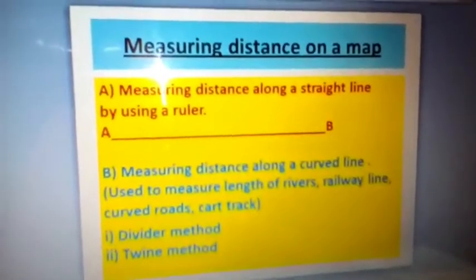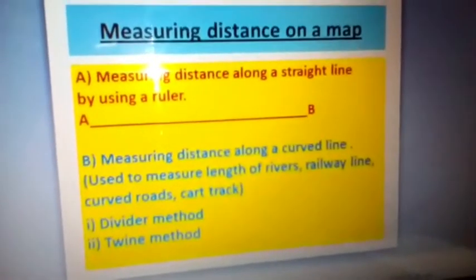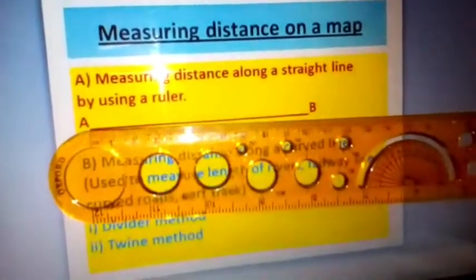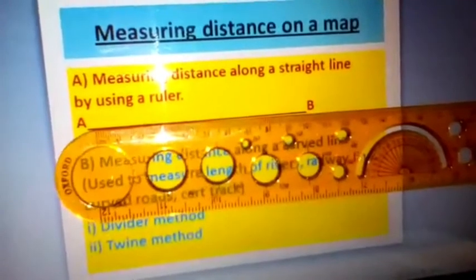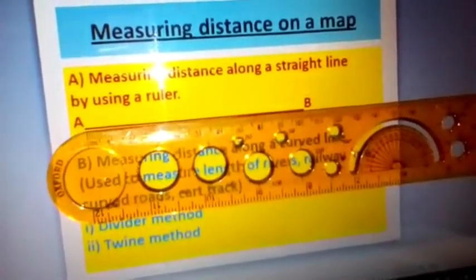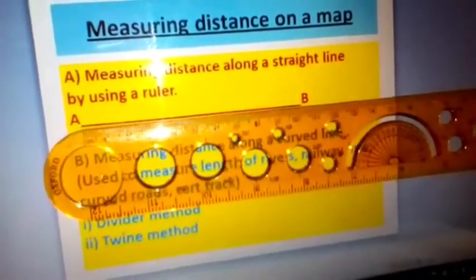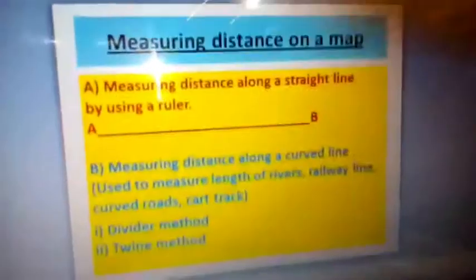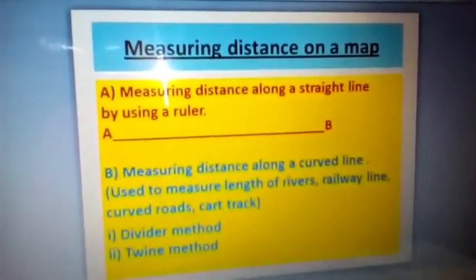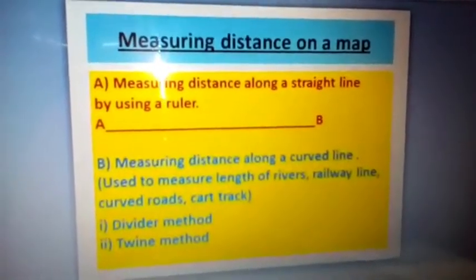But let's come back to the first one. When we are measuring distance along a straight line by using a ruler, like I have a line here, A and B, and I measure them on the ruler and I get a perfect 10 centimeter line, right? So here we have a 10 centimeter line. So how do we understand that this is the distance on the map, but then how do we get to know what is the correct distance on the ground?